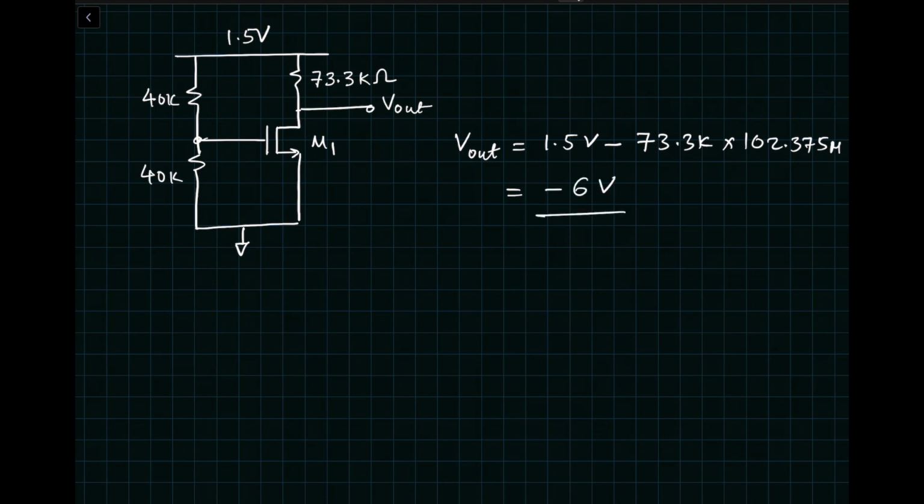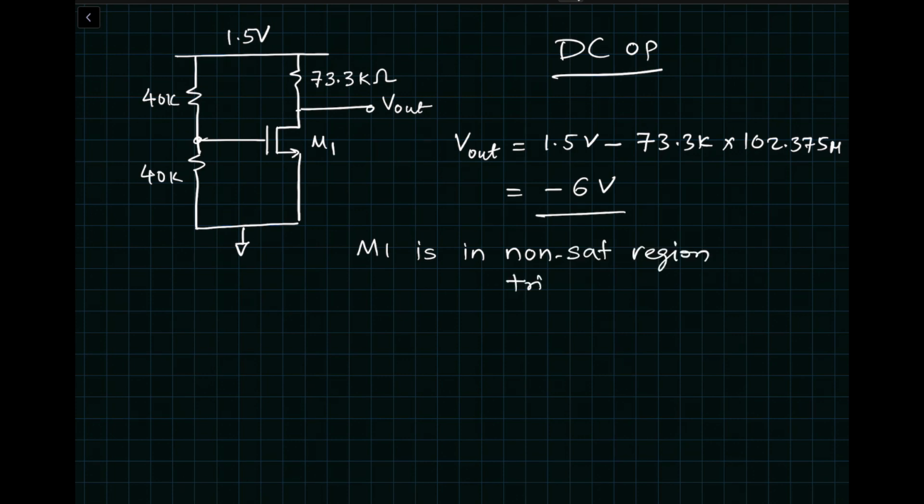So minus 6 volts at the output DC operating point again is not possible because the lowest voltage that we can have in this circuit is 0. So based on this, we say that the transistor M1 is not really in saturation region. So M1 is in non-sat region or triode or linear region for sure.